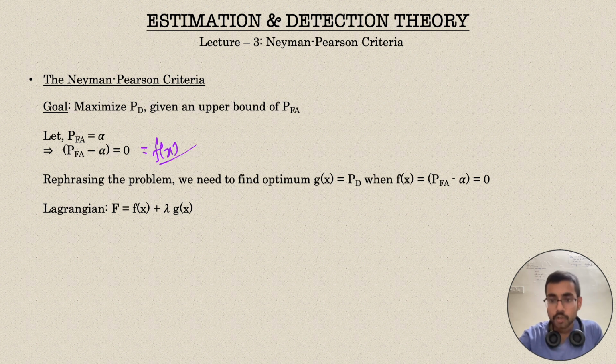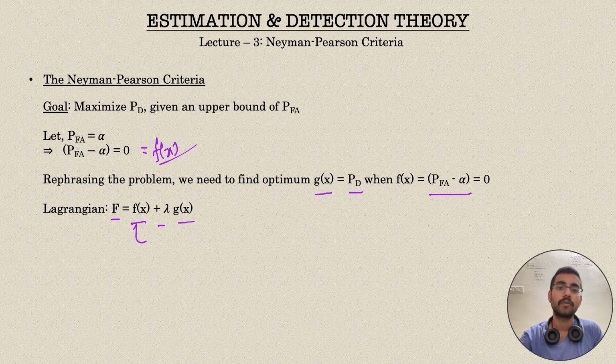Now, what we assume is that what we want to optimize, the optimum value of g of x, that is PD, is when the constraint has a particular value, that is here it is 0. So to solve the constraint optimization problem, we can have a Lagrangian. Let us denote it by capital F, which is the constraint plus lambda times the function we want to find the optimum value of. You know this as a part of constraint optimization problem, right?